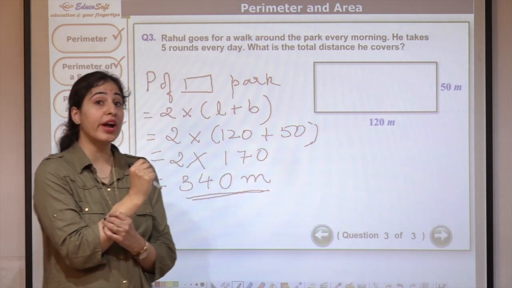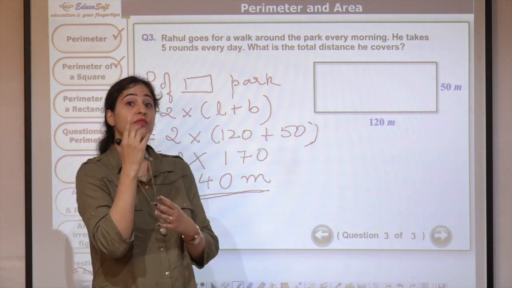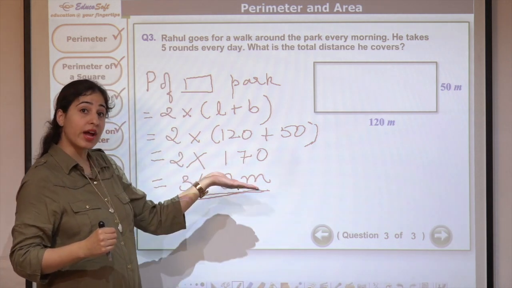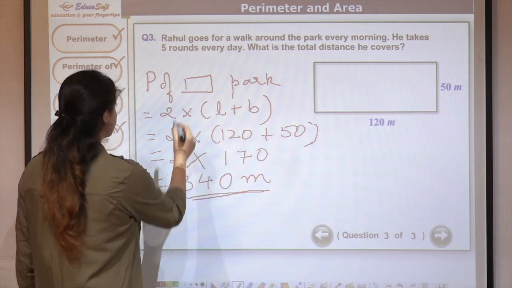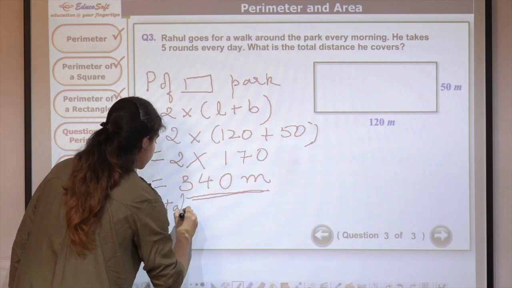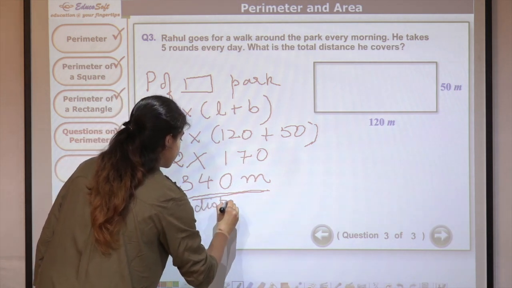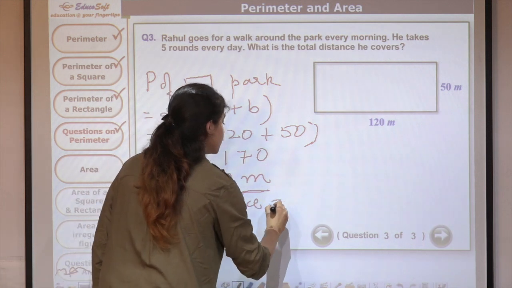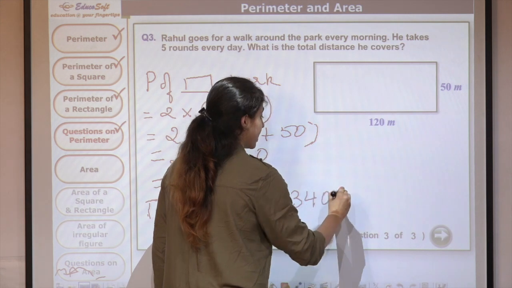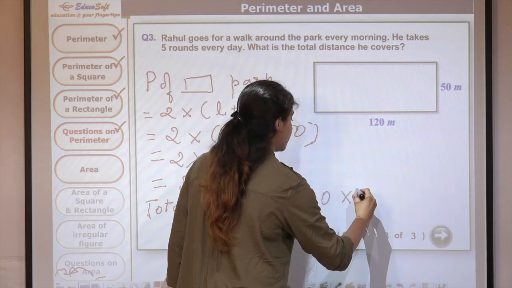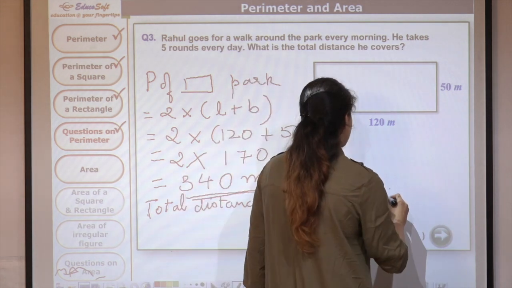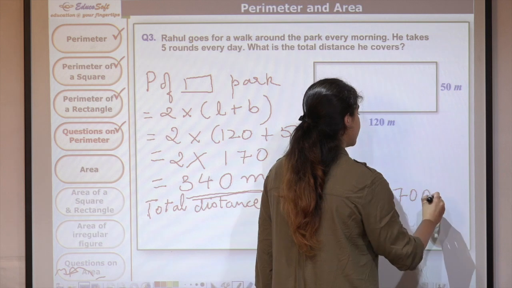So, we have to find the distance he covers in 5 rounds. So, let us multiply this by 5. That will give us our final answer. So, total distance is 340 multiplied by 5, which is 1700 meters.